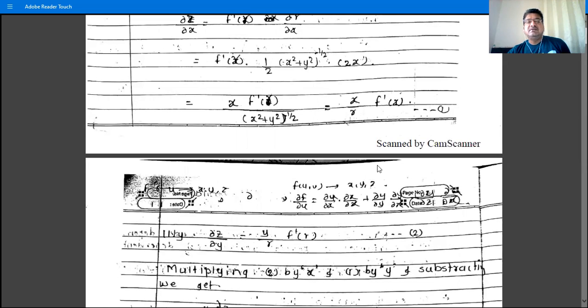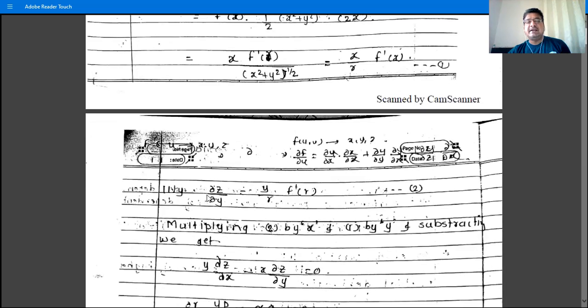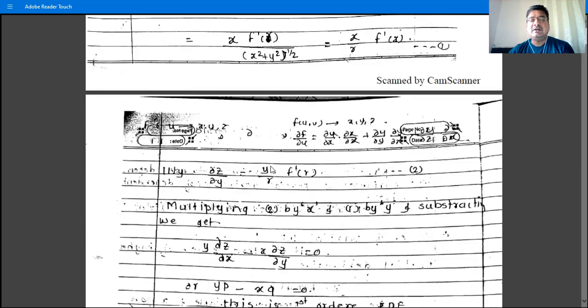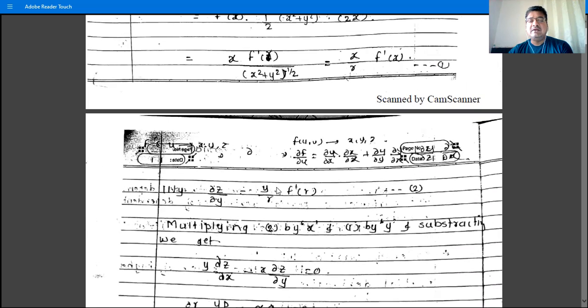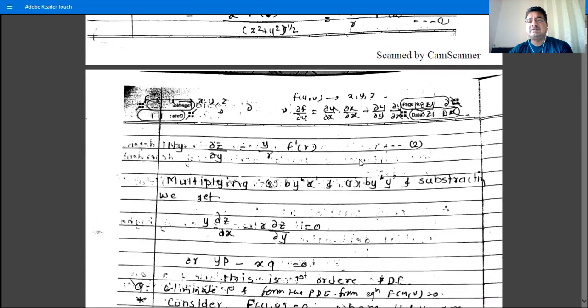Similarly, if we find dA by z by dA by y in the same method, we have it is y by r. In the place of x, we have y by r f dash r. This is equation number 2.